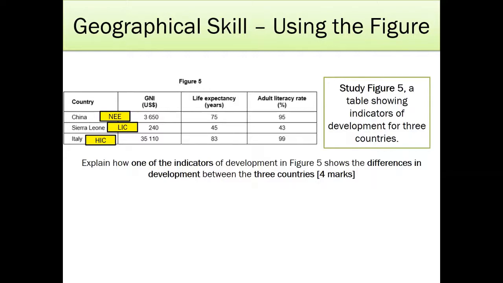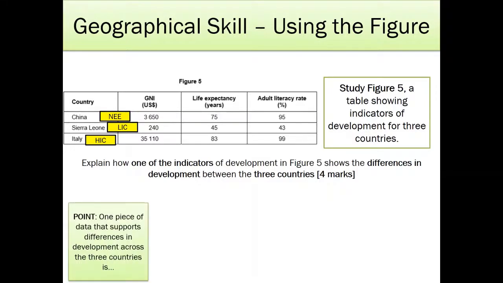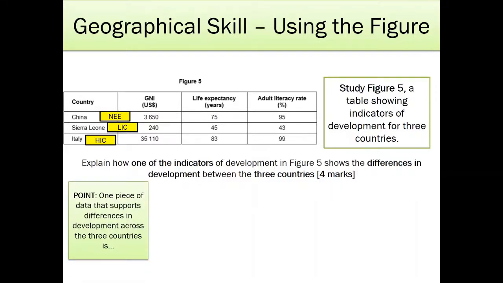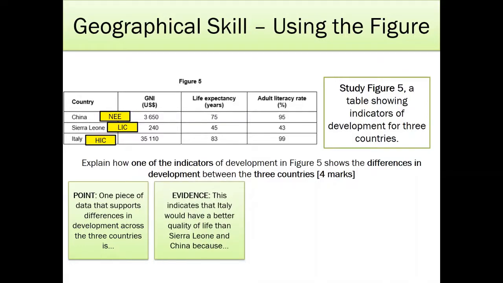So to answer this question, we're going to use PEDAL. So first of all, our point will be one piece of data that shows difference between the three countries is, and that's where you pick out one of your three indicators. So if I was to say life expectancy, that would be my first point. Evidence for this then, this indicates that Italy would have a better quality of life than Sierra Leone and China because, if we look, Italy's life expectancy is 83, whereas China's 75 and Sierra Leone is 45. So Italy is the highest.